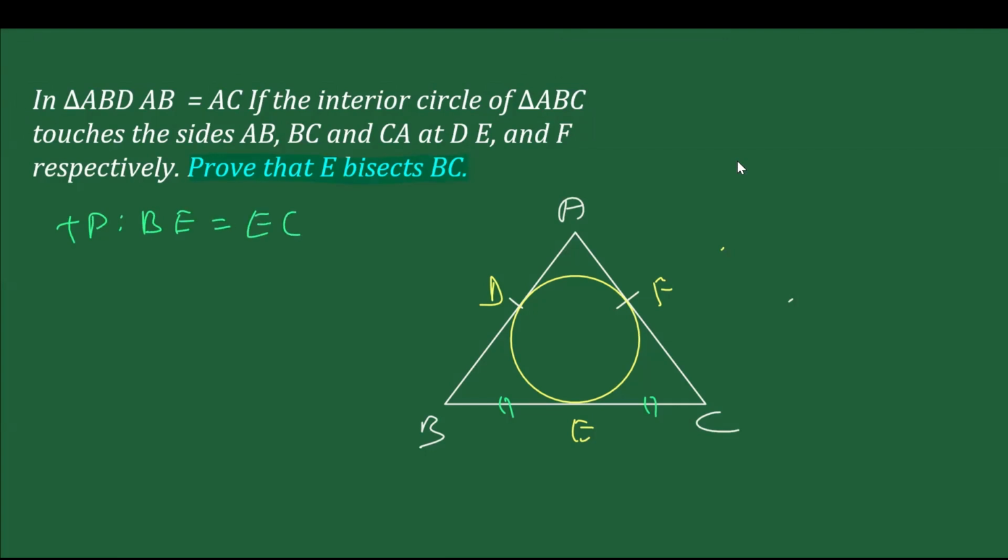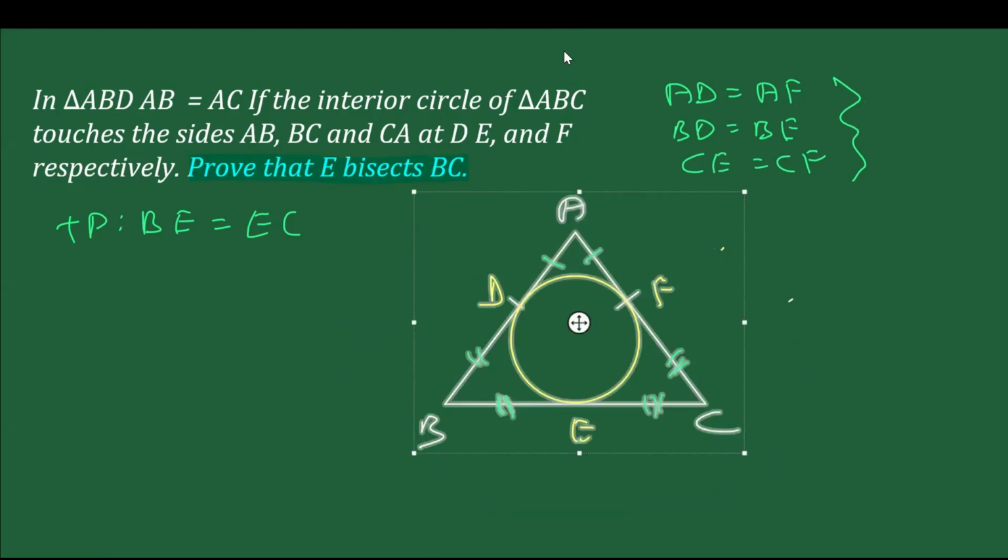Now we are going to apply the concept of tangents from the same exterior point. So from here you can see, if I apply the tangents from the same exterior point, this is equal to this, and this is equal to this. So we can write over here that we have AD equals AF and BD equals BE. Also we have CE equals CF.